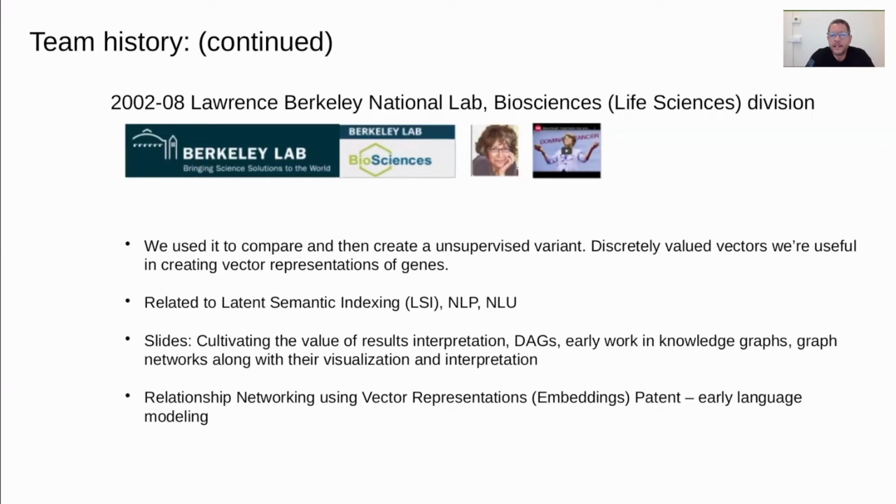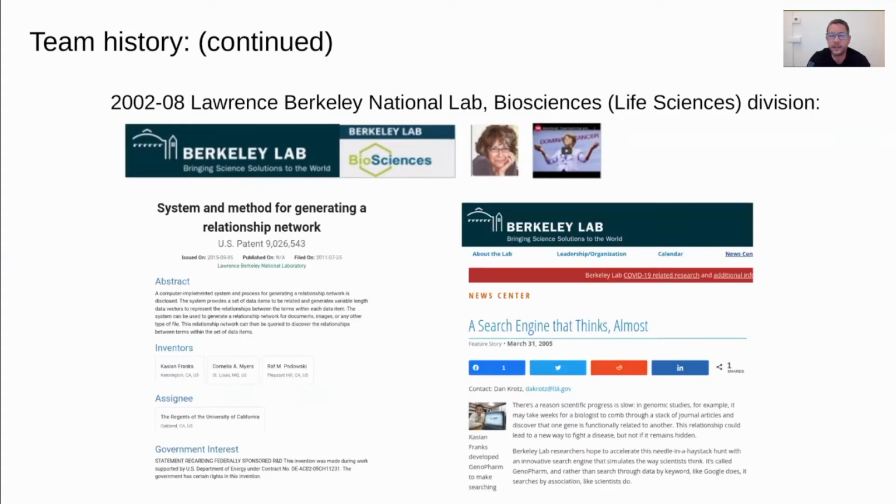We used it to compare supervised vectors with one another, and we converted it to an unsupervised variant, which used continuous values. This was also related to latent semantic indexing and early natural language processing and natural language understanding. Some of our work included results interpretation related to directed acyclic graphs, or DAGs, and knowledge graphs, along with their visualization and interpretation. We also created relationship networks using vector representations or embeddings, and that's based on early language modeling.